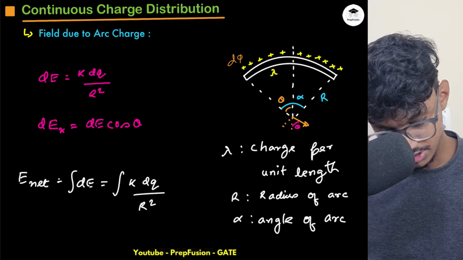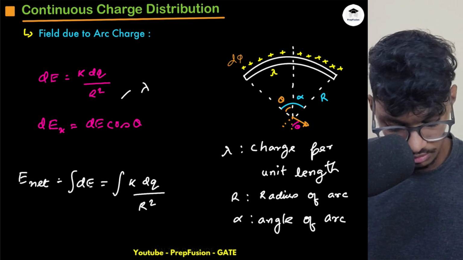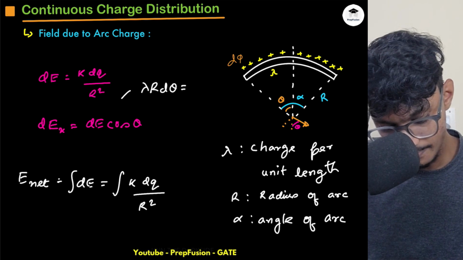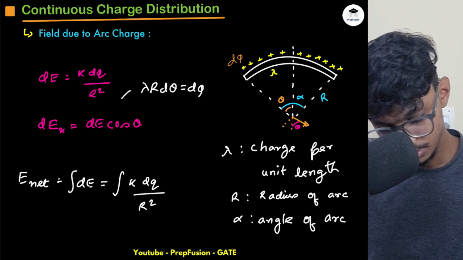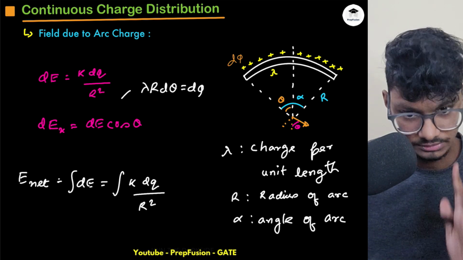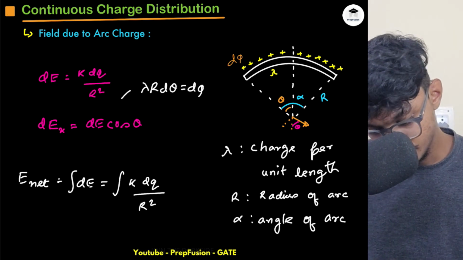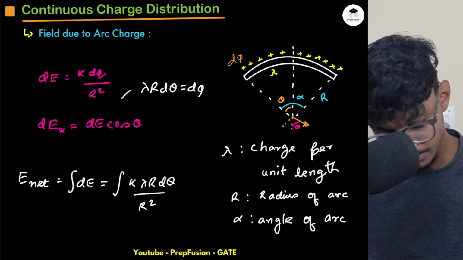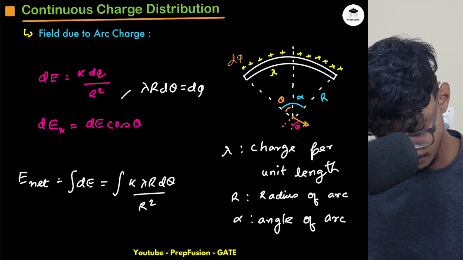If the charge per unit length is lambda, then lambda into dl, or r d theta, will be equal to dq, right? Because dl is r d theta. So if I multiply lambda with r d theta, I will get dq. So I will replace dq with lambda r d theta, because theta is the variable over here, and I have a cos theta as well. So I'll write the cos theta somewhere here.